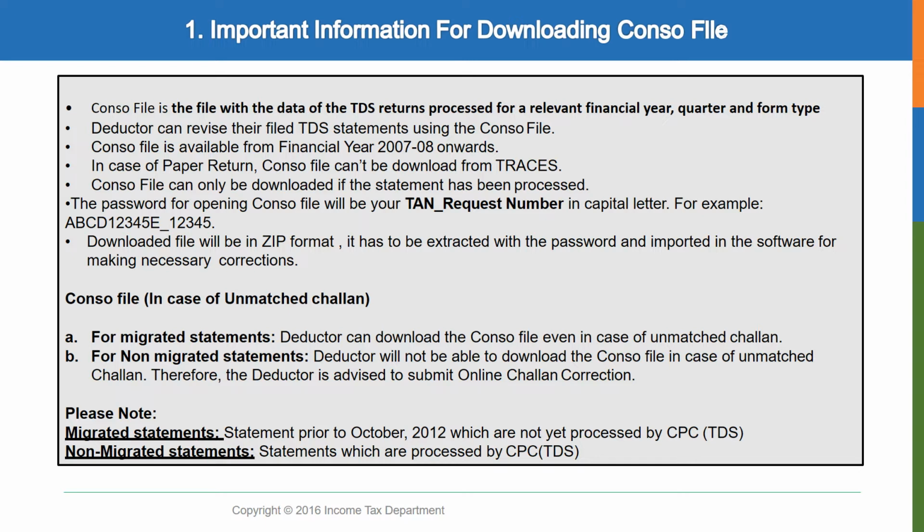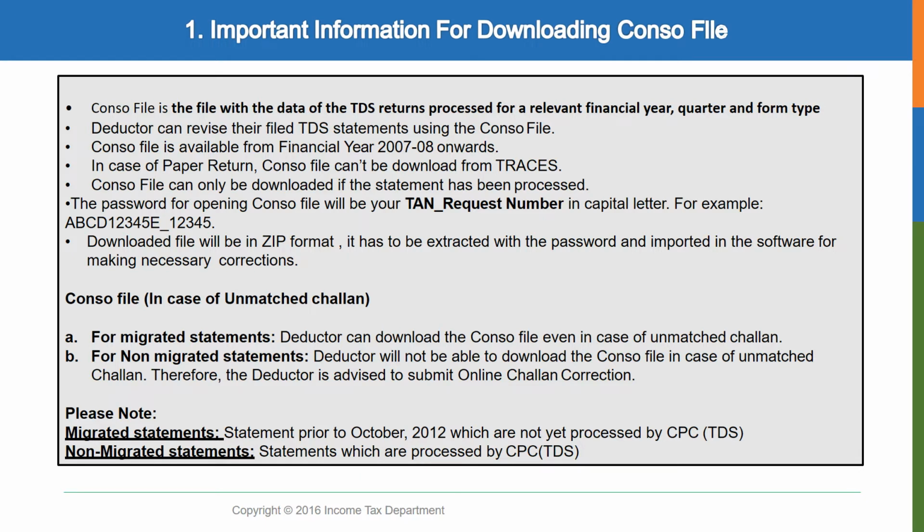The Conso file is available from the financial year 2007-8 onwards, and it can be downloaded only if the statement has been processed. In the case of paper returns, the Conso file cannot be downloaded from TRACES. Now this is a password protected statement. To open the Conso file, the format of the password would be your TAN underscore the request number, and the TAN should be in capital letters. The downloaded file will be in zip format, and it has to be extracted with the password and imported in the software to make the necessary corrections.